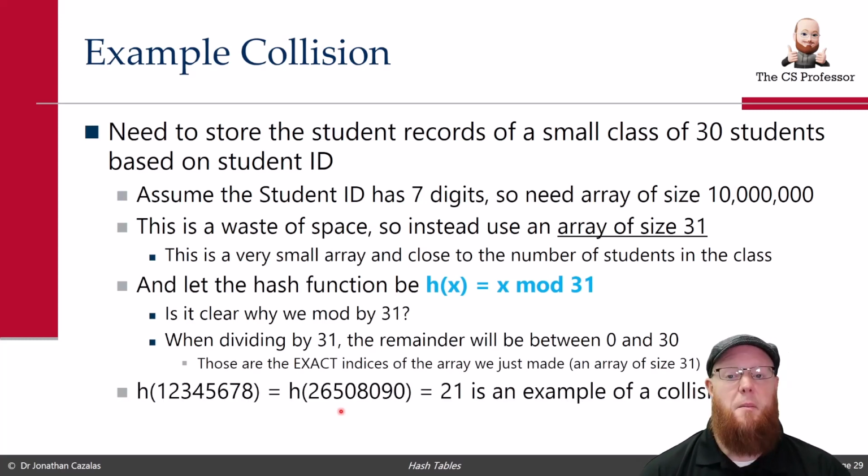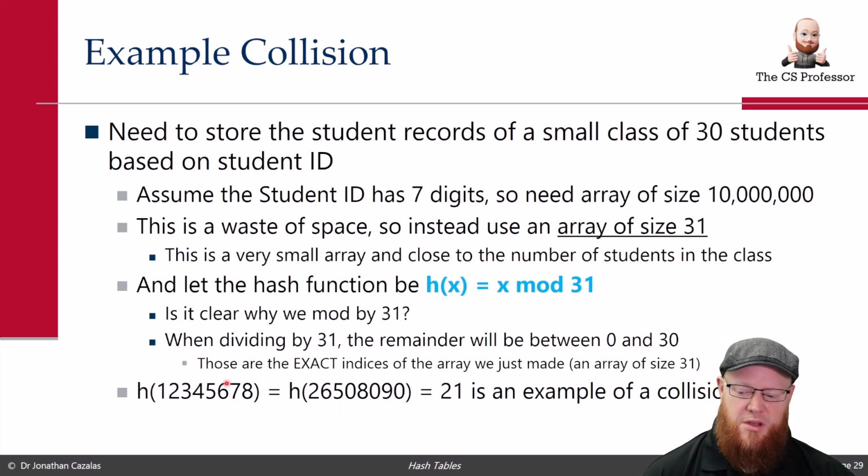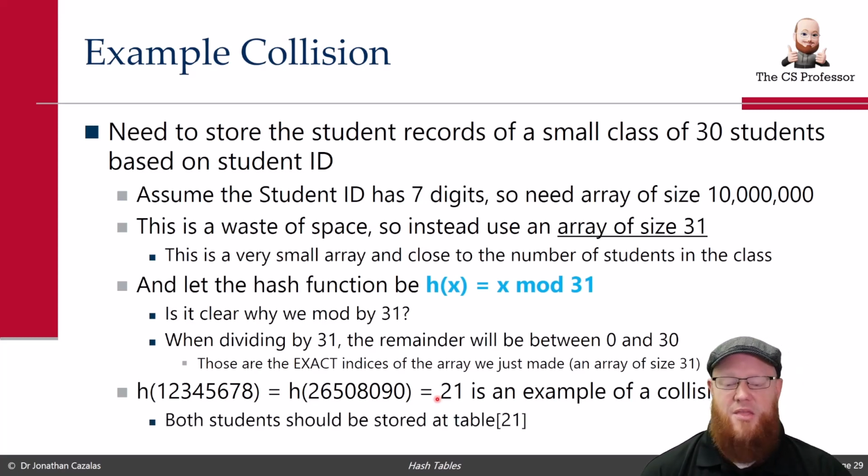It's perfect. But, what's the but? Realistically, you're going to get collisions. When I take this person's student ID and divide by 31 and look at the remainder, and I do the same thing for this person's student ID number, they both hash into index 21. That is a collision. That is a problem. We're trying to store two students at the exact same index.